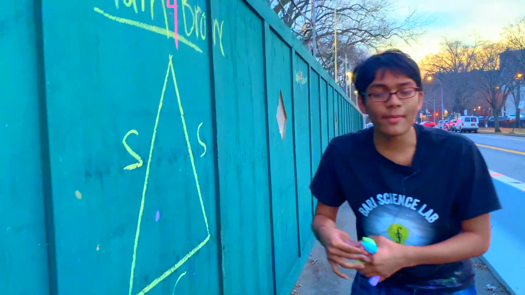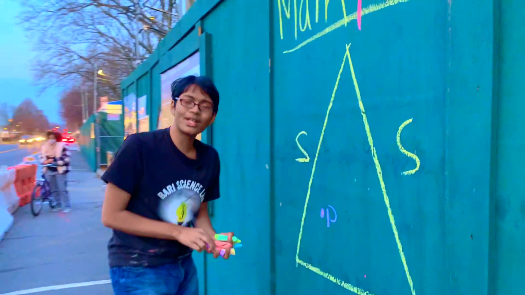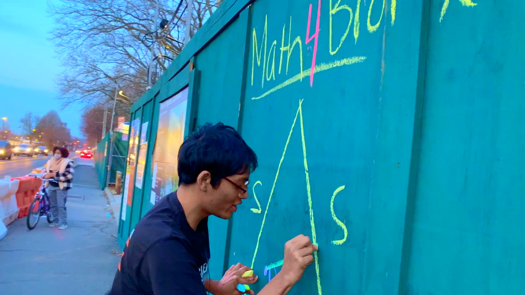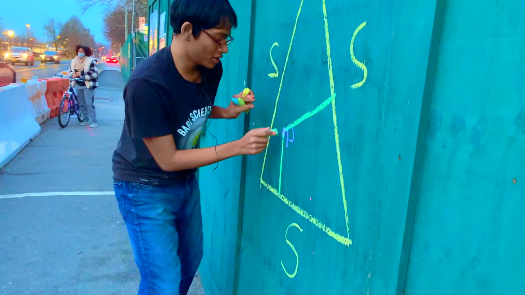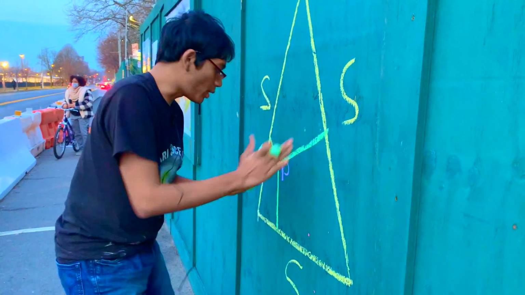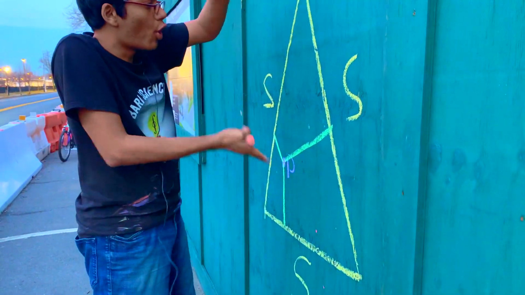Now, here's my claim. Create an altitude from this point. Let's call this point P, and I'm going to create an altitude from this point to all of the three sides. So here's my first altitude. Here's my second altitude. Here's my third altitude. Now, here's my claim. When you add up all three of these altitudes, what you're going to get is the altitude of the whole triangle.